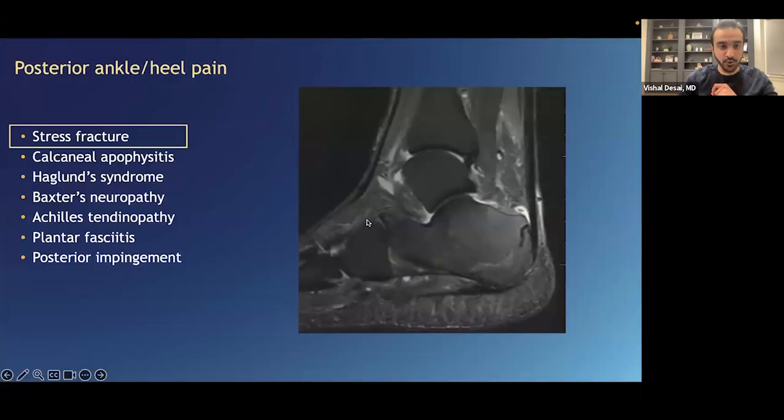Okay, so let's run through all of the important causes of posterior ankle and heel pain. We talked about stress fracture. This is going to be intense bone marrow edema at the posterior calcaneus. It'll usually have a T1 hypointense vertical or curvilinear fracture line posteriorly.